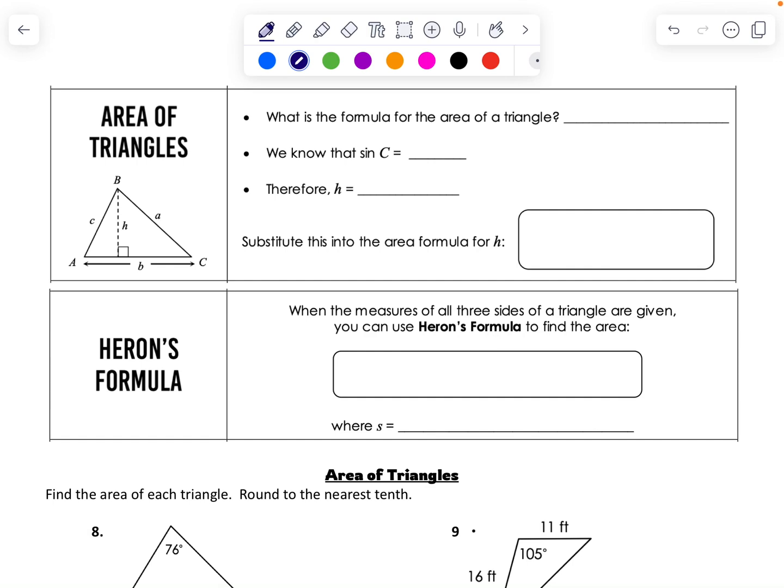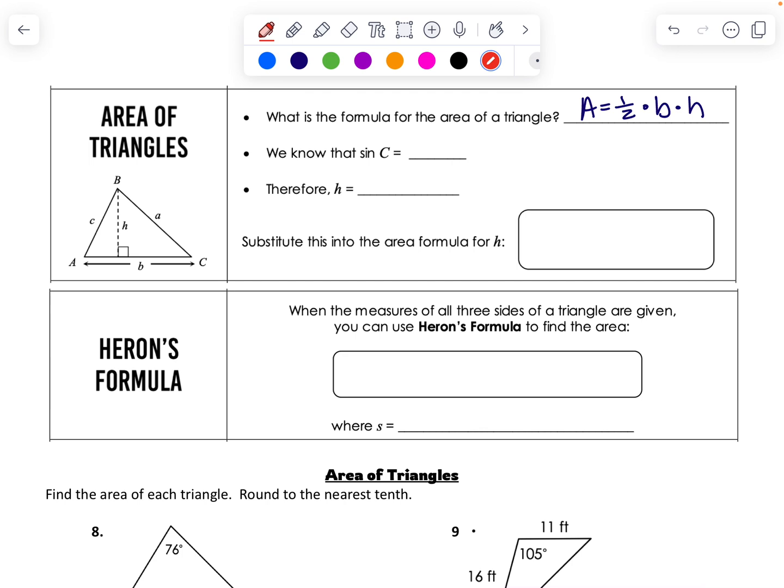All right, so the last piece of the puzzle here, we are talking about area of triangles. One of the things that we know about the area of a triangle is we can find that by taking 1/2 base times height. And that works when we have right triangles. But now we're looking at triangles that are non-right. So how can we get there?